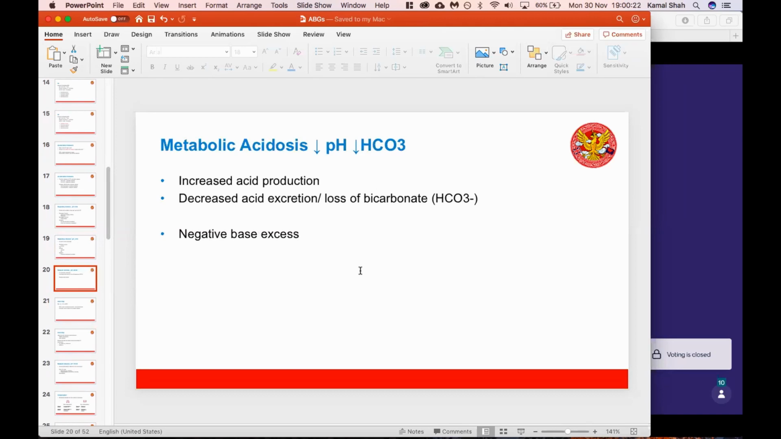Now thinking of metabolic acidosis. We've got a low pH and we've also got a low bicarb. Thinking about this logically, this could be caused because we've got more acid production, or because we've got decreased acid excretion, or we could be losing bicarbonate. A really easy way of looking at the ABG and asking ourselves whether this is a metabolic acidosis is to look at the base excess. The base excess should be between -2 and 2. If the base excess is really negative, we know we've got metabolic acidosis.